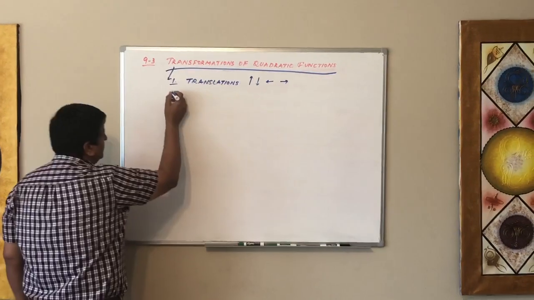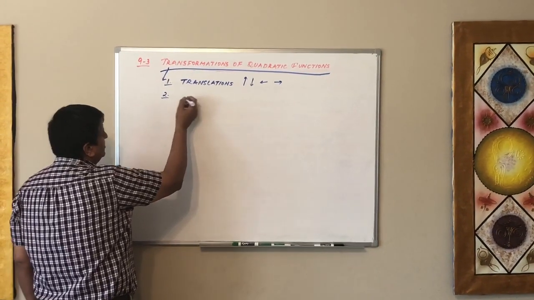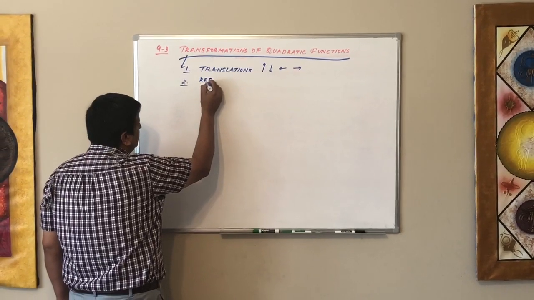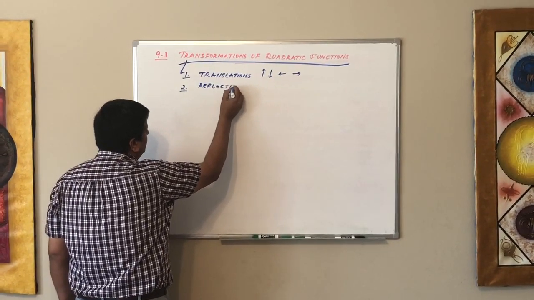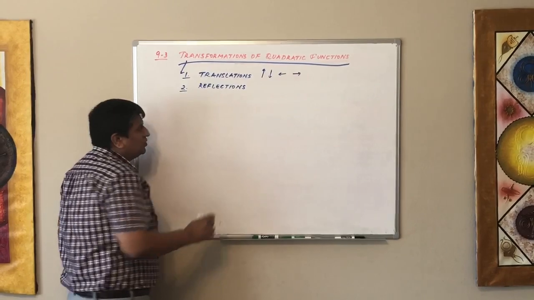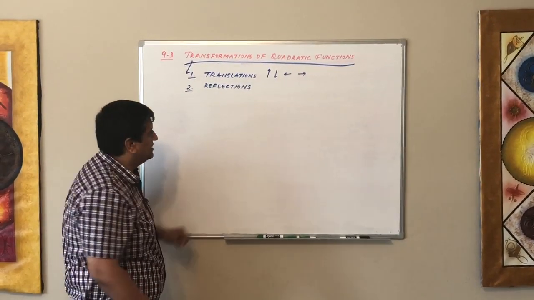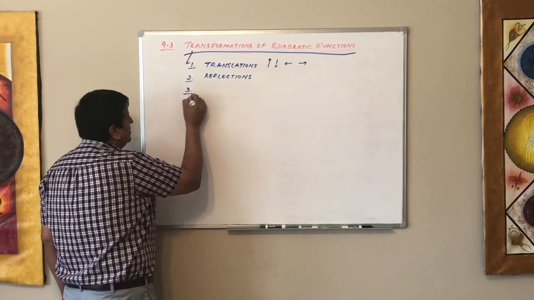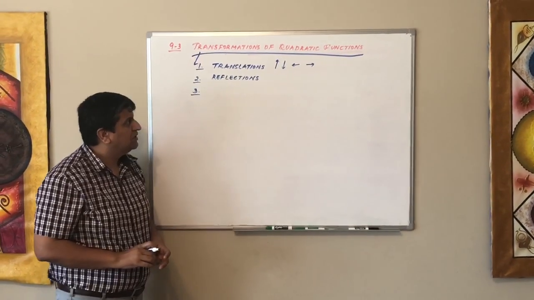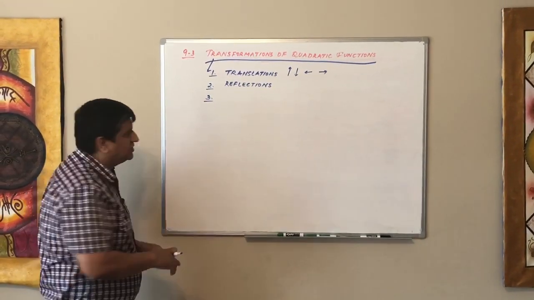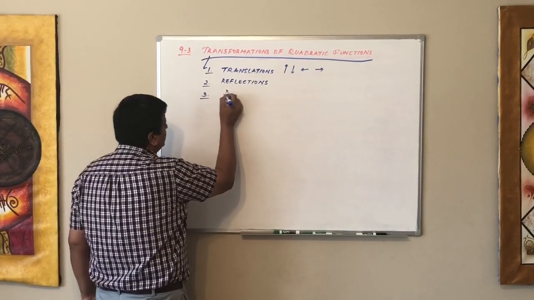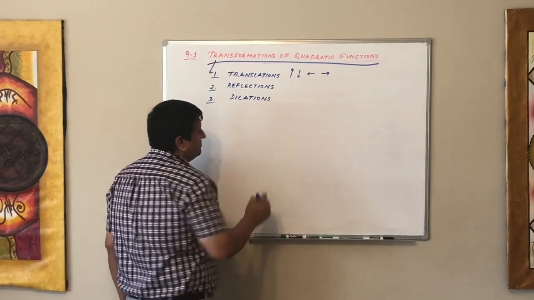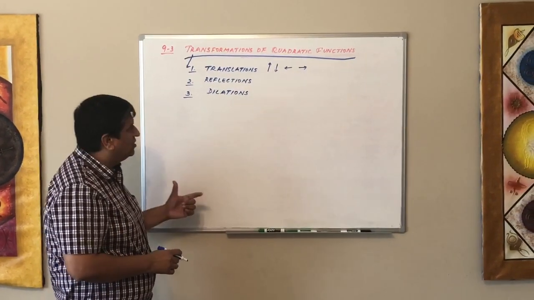The other kind of transformation that you will see in quadratic functions is reflections. And mostly we deal with reflections across the x-axis. We won't have rotation in quadratic functions. And the last one is dilations. That means the graph will be either narrower or wider.